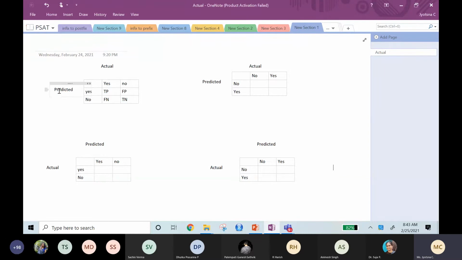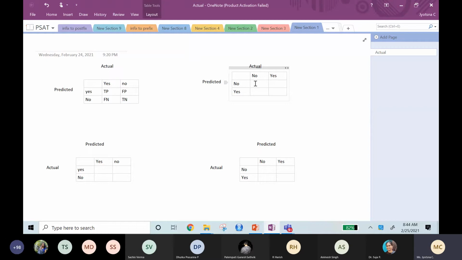Hope you understood this one, actual and predicted. If both actual and predicted are yes, it is true positive; if actual and predicted both are no, it is true negative. You see it accordingly and write it. If actually it is COVID negative and predicted as COVID positive, then it is false positive, and the other way is false negative. So shall we fill this one?